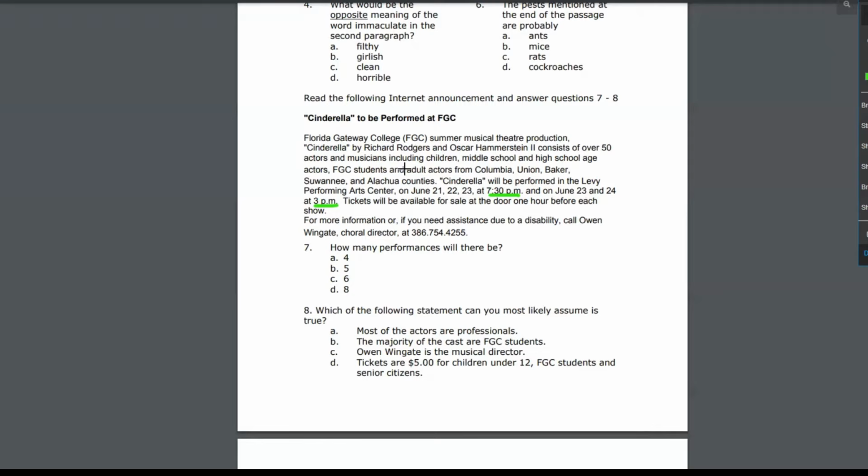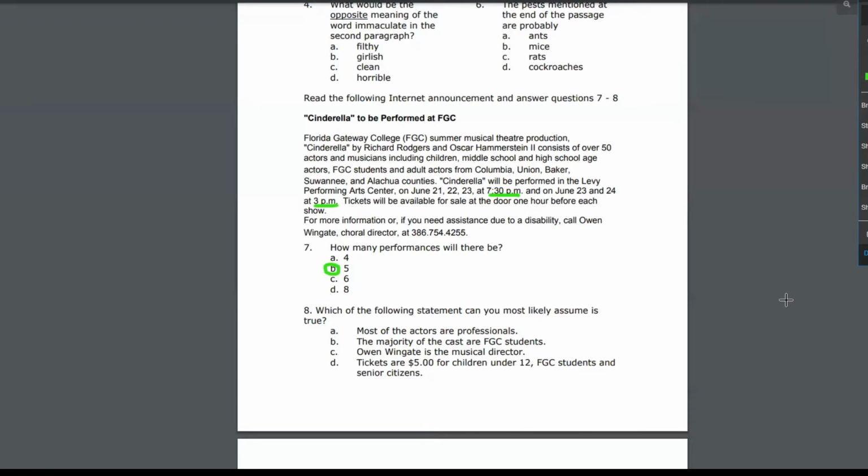So it's 2 performances because there's another one at 3. So we have 1, 2, and 3 at 7:30, and then we have 2 additional ones at 3 p.m., which makes for the 5. So with these types of questions, the information that's presented is real simple, but we just have to make sure we pay attention to the real small stuff, like very specific.